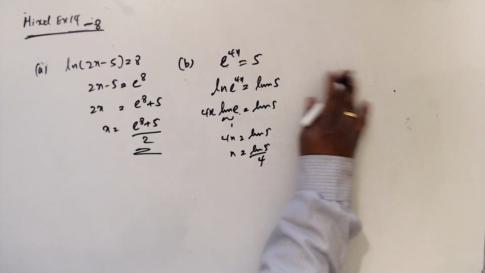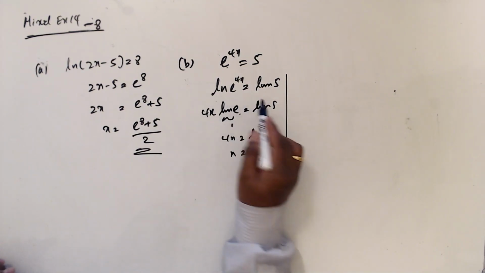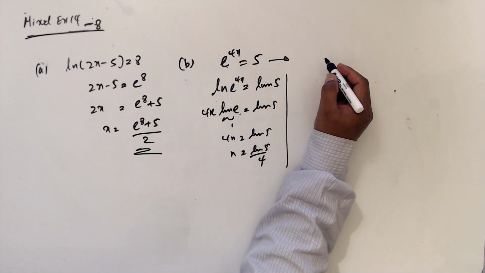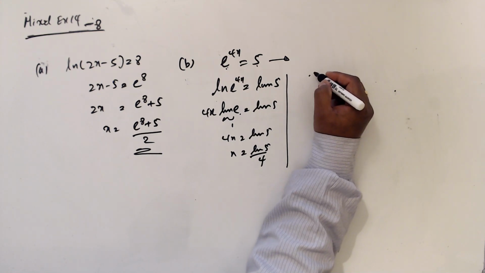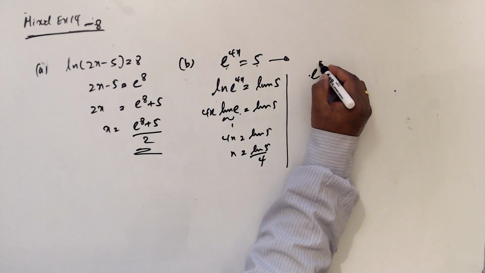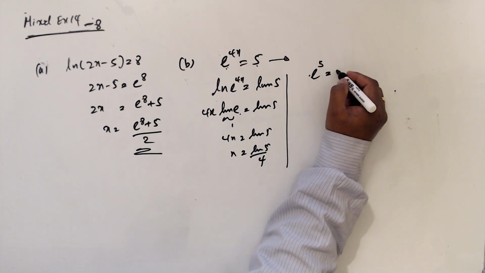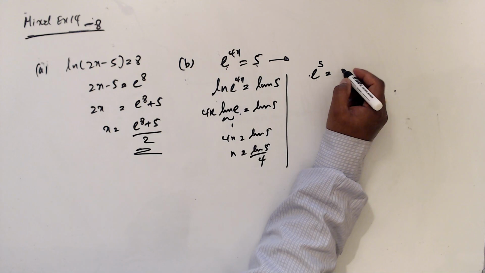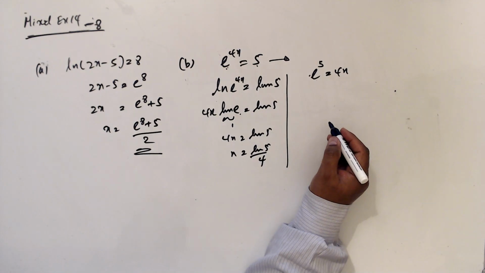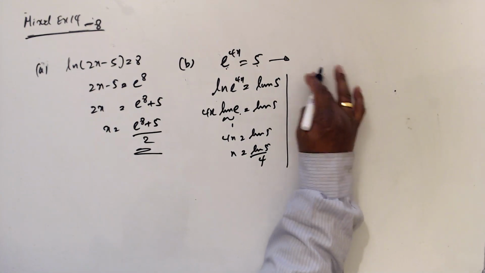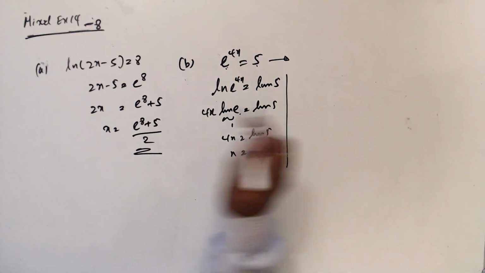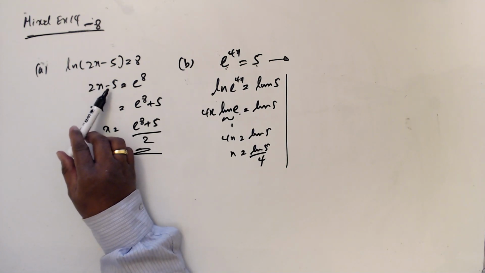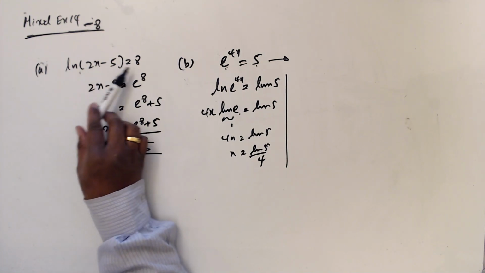Or you can take the first principle, applying ln to both sides instead of that. This is base, this is power. So e to the power 5 is 4x. Sorry, I made a mistake. This is the way the log comes out. I switched that like this, 2x minus 5. The power is e.